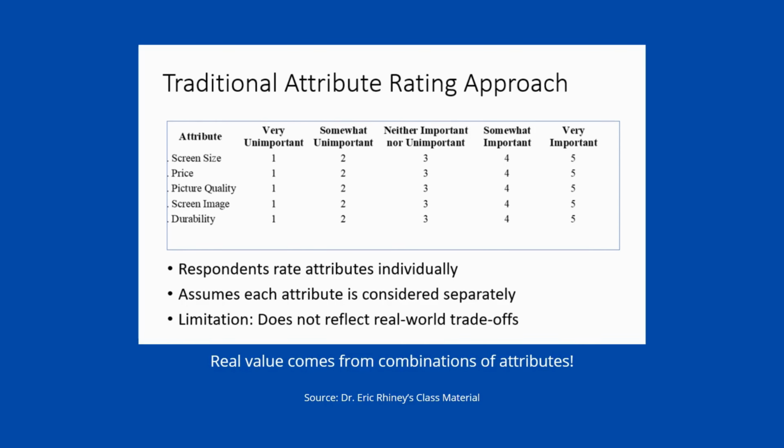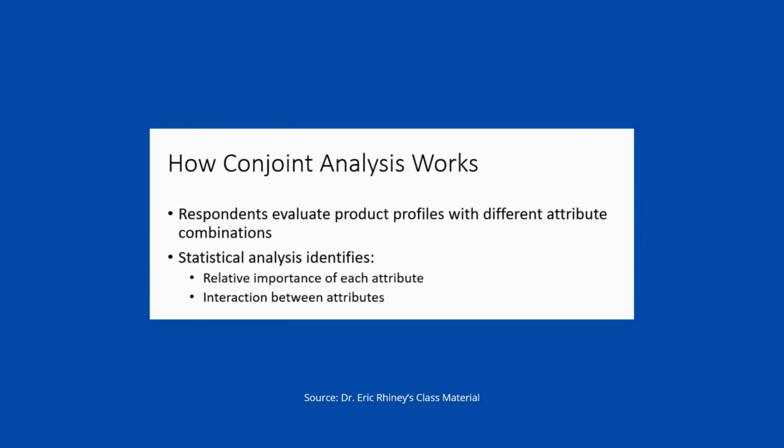So real value comes from combinations of attributes. In conjoint analysis, we have the respondents evaluate product profiles with different attribute combinations. So not just one attribute, but a multitude of attributes. And the statistical analysis identifies the relative importance of each attribute and the interaction between attributes.